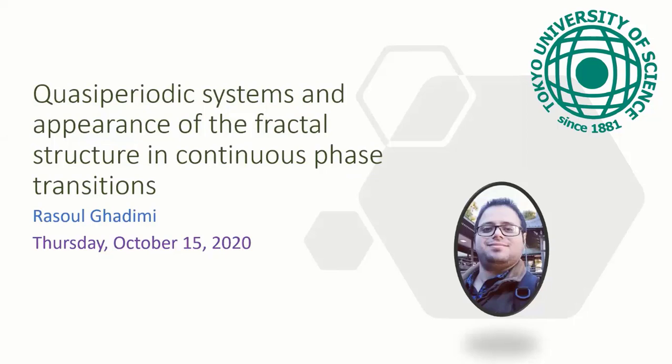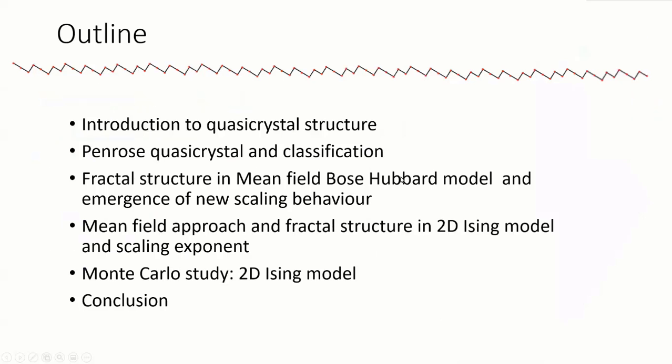Today I wanted to talk about how quasiperiodicity and fractal structure may appear in continuous phase transitions, either quantum or thermal. I will first give a brief introduction to quasicrystal structure, and then return to the Penrose lattice and try to classify vertices, and then I will use this concept for further analysis of the physical phenomena.